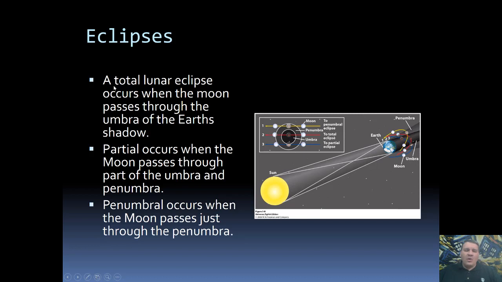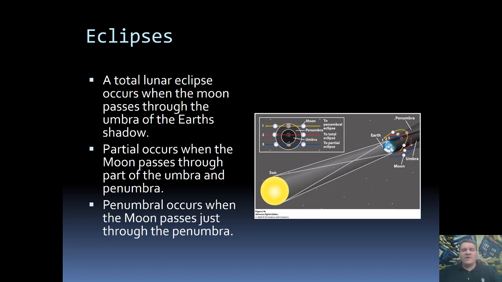Okay, so a total lunar eclipse occurs when the moon passes completely through the umbra of the Earth's shadow. So if you were standing on the moon during a total lunar eclipse, you would see the Earth completely block the sun. Now, we are not on the moon, we're on the Earth. Well, probably, maybe some point in the future if somebody's watching this, you aren't, but I'm going to assume that for at least right now, this is the case. So what we see is the moon completely pass into the Earth's shadow and become much darker.